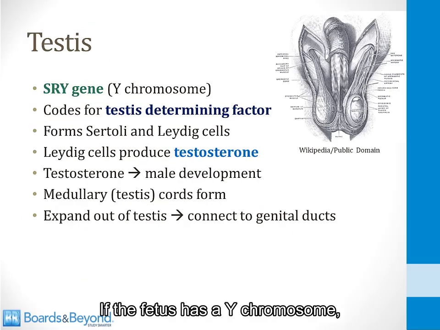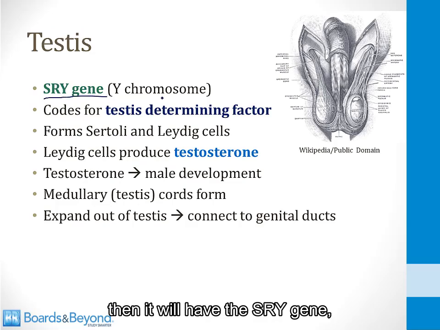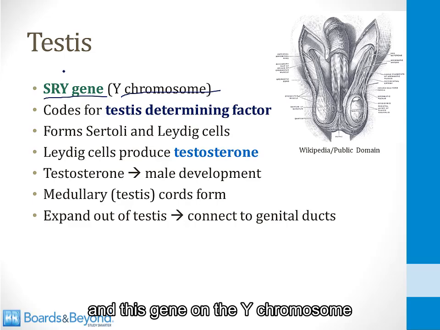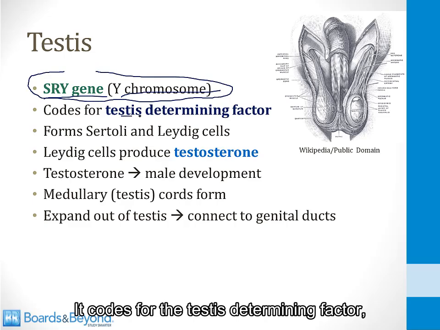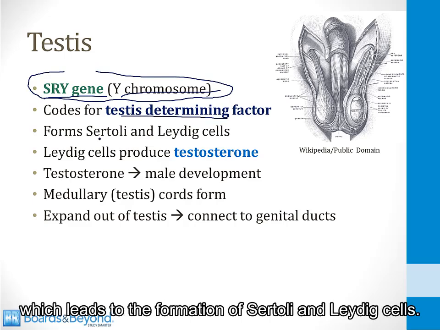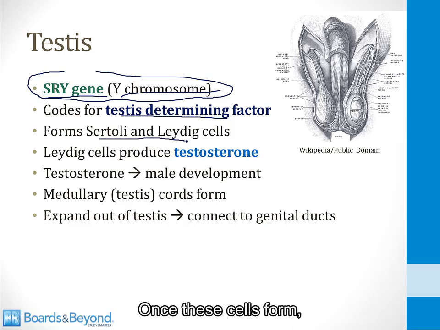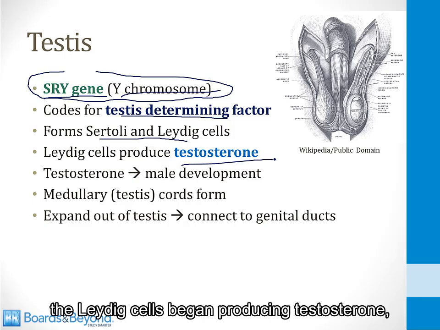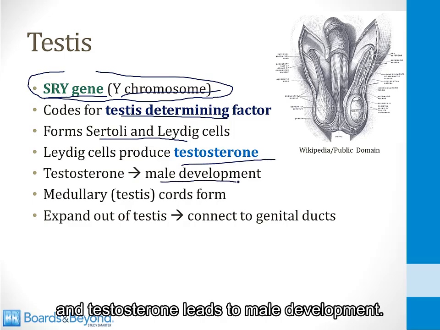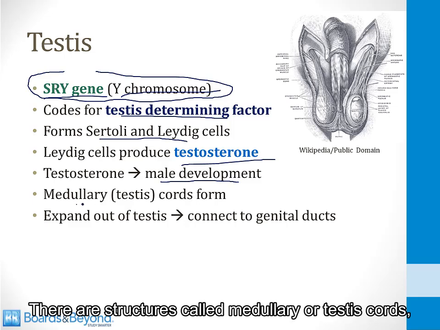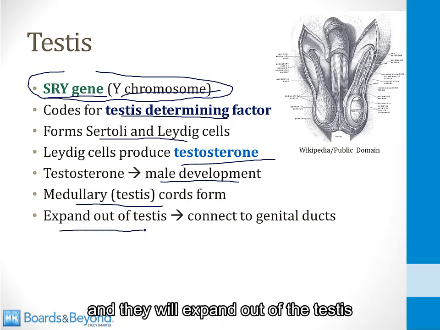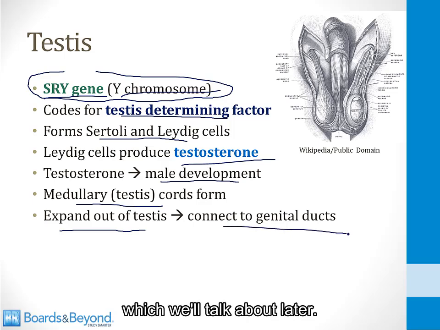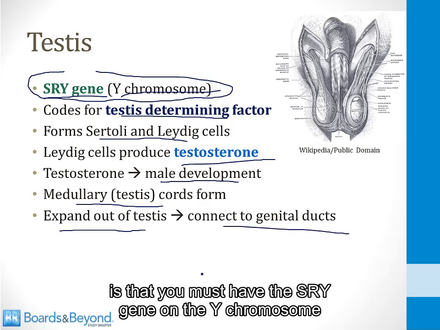If the fetus has a Y chromosome, then it will have the SRY gene, which is found on the Y chromosome. And this gene on the Y chromosome is what makes male babies male. It codes for the testis determining factor, which leads to the formation of Sertoli and Leydig cells. Once these cells form, the Leydig cells begin producing testosterone, and testosterone leads to male development. There are structures called medullary or testis cords which will begin to form once testosterone is present, and they will expand out of the testis and connect to the genital ducts, which we'll talk about later. So the key point here is that you must have the SRY gene on the Y chromosome to form testes.